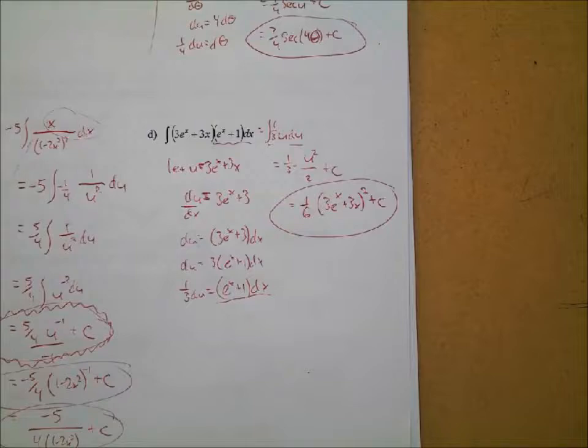Where did the u squared over 2 come from? That came from the integral of u. We were integrating u, which is u to the 1, which then becomes u to the 2 divided by the new power 2. And the 1/3 is from our substitution of the du, yes. Okay, thank you very much.